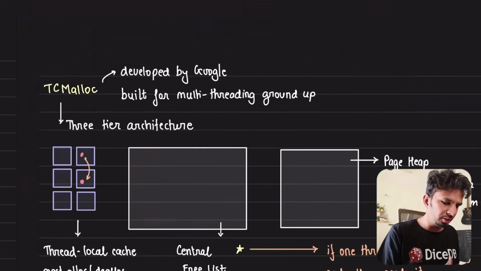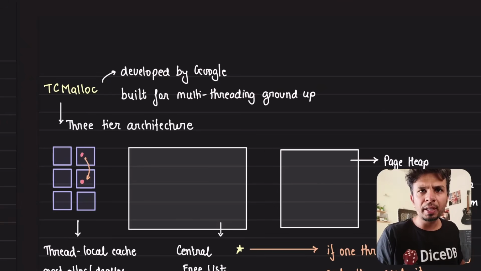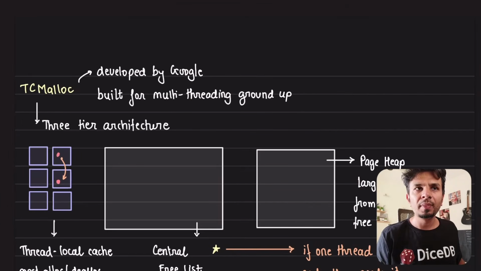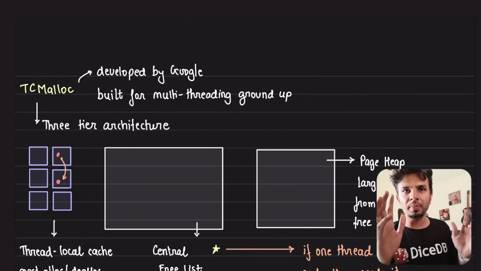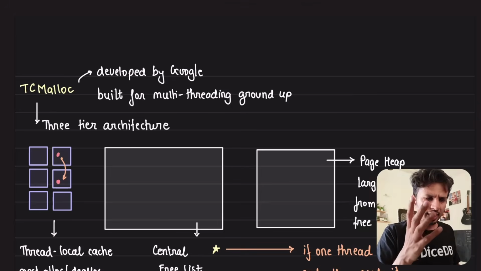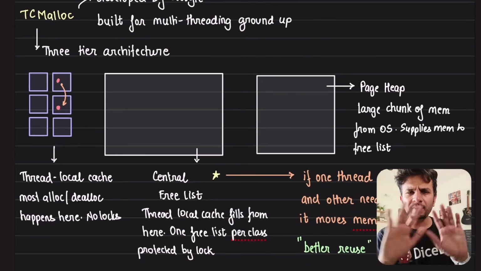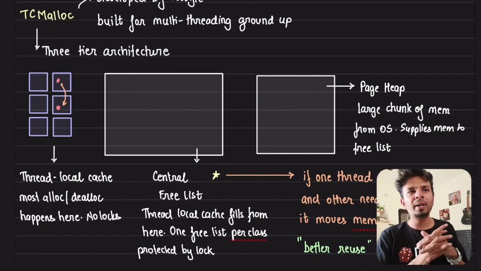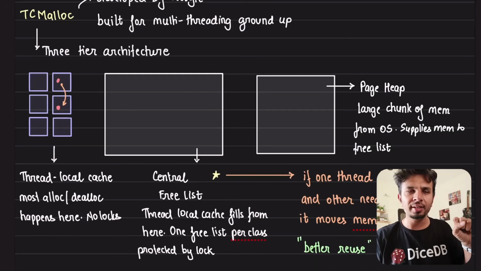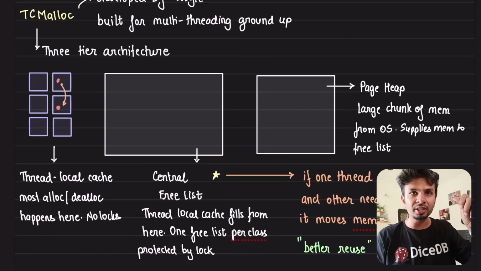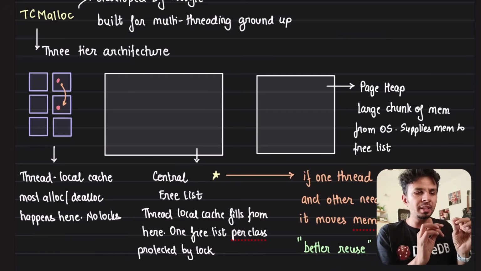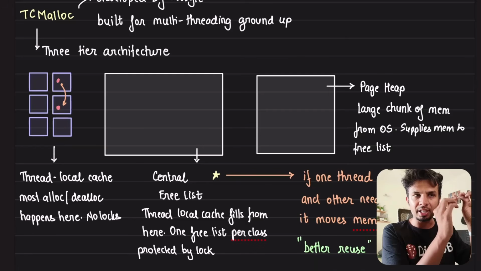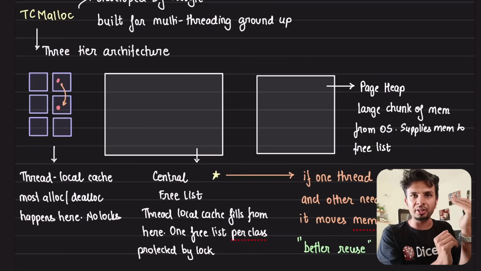So what's the solution? You have a memory allocator by Google called TCMalloc, and it's built from the ground up for multi-threaded environments. It has a simple three-tier architecture, nothing very fancy. You have your thread-local cache. This is what your application thread uses. There is no need for locking here. It's thread-local, which means if I'm allocating or deallocating, it's all affecting this thread-local cache. So this is the first tier which your application thread deals with.